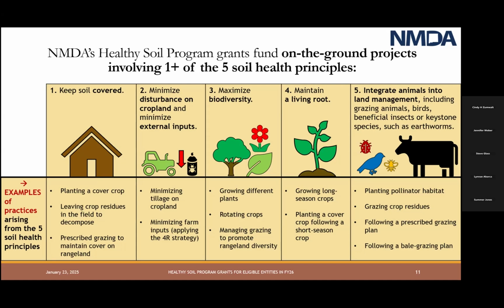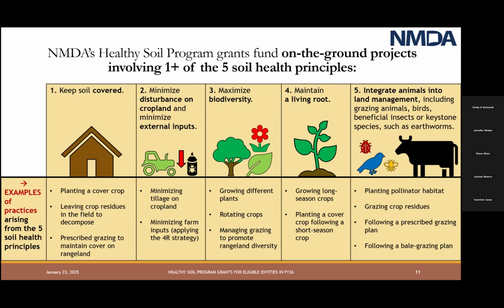And then soil health principle number 3, maximize biodiversity. We want to try to grow different varieties of plants. We want to have the most diversity we can out there. We can do this by maybe rotating our crops, implementing a good crop rotation system, utilizing cover crops as well as cash crops to keep that biodiversity going. We also want to manage our grazing to promote rangeland diversity, and we do this by implementing a prescribed grazing system that will allow us to maintain that diversity of warm season grasses, cool season grasses, forbs, shrubs, things of that nature, and we do that by managing our grazing.